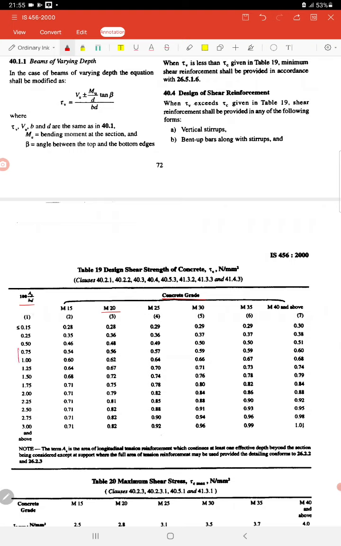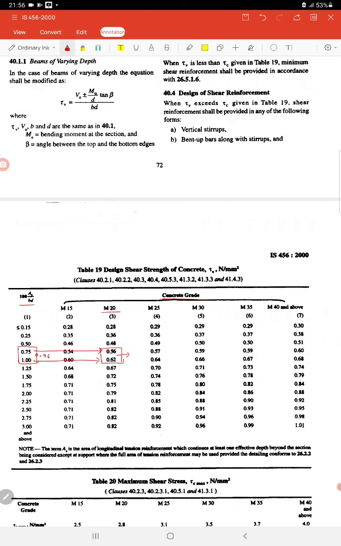So 0.96 means the corresponding value is between these two. For 0.75 this is 0.56, for 1 this is 0.62. So what will be the value for 0.96? It will be somewhere here, so we have to calculate that by doing linear interpolation.